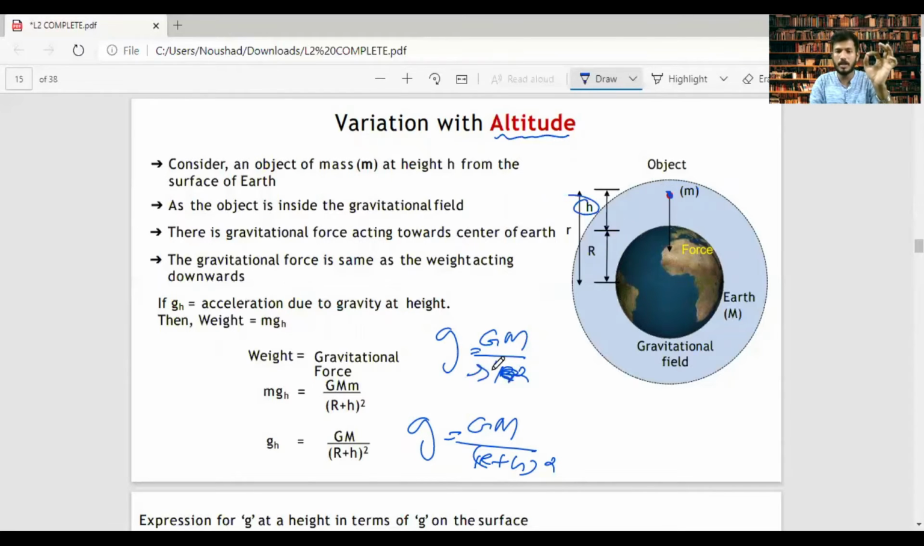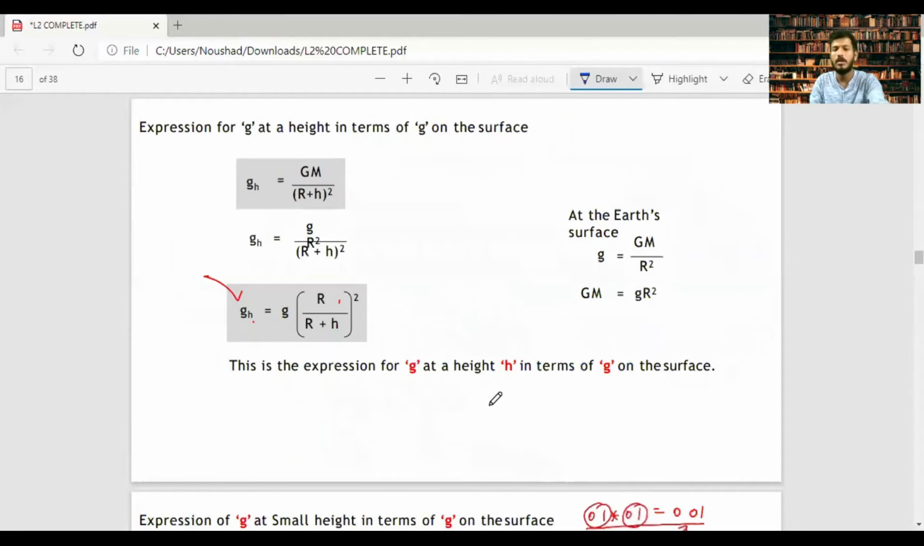Actually, this is small letter r squared. When capital letter R squared comes, the body is at the surface, but now the body is not at the surface, it is at a height h. So very simple, (R+h) the whole square. Listen, g' = GM/(R+h)².